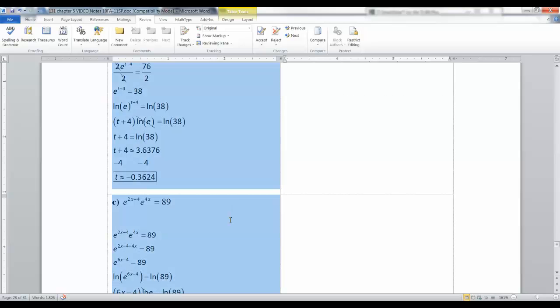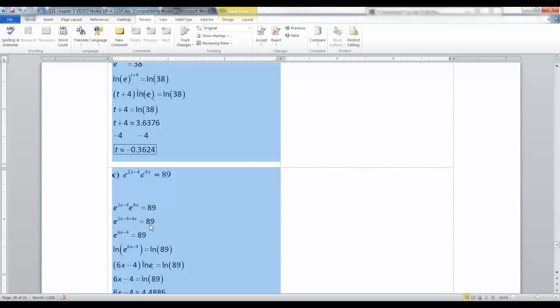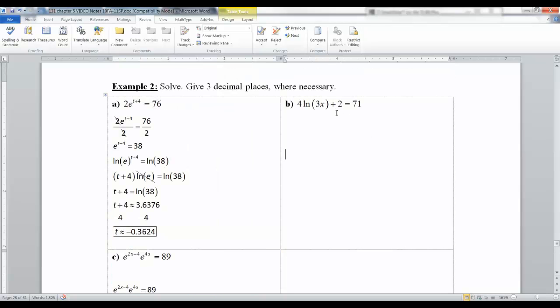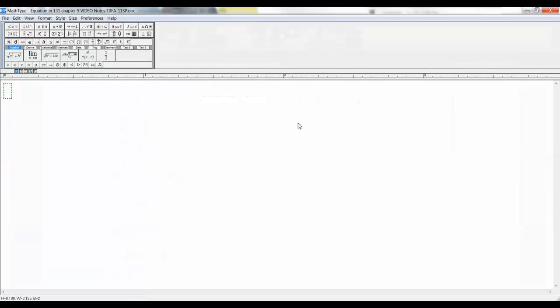So A and C were exponential equations, and you had to take the log of both sides to get the variables out of the exponent. For B, it's a logarithmic equation. So we don't need to take the log of both sides. We already have a logarithm in there. What we need to do is get rid of the logarithm. So it's 4 ln of 3x plus 2 equals 71.